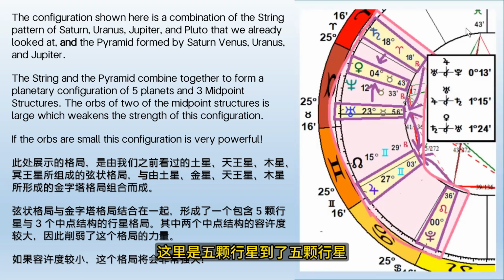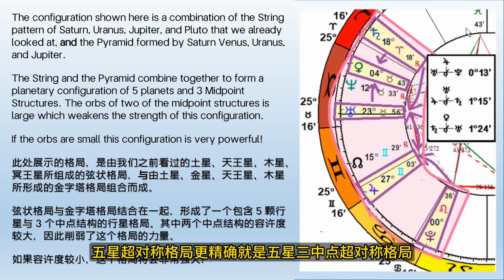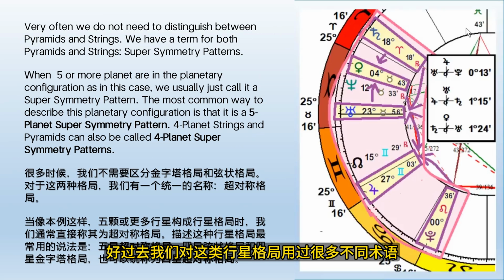And here are the 5 planets. And when you get up to 5 planets, typically we almost always call them just supersymmetry patterns. So we would call this a 5-planet supersymmetry pattern. Or, to be more specific, a 5-planet 3-midpoint supersymmetry pattern. Okay.